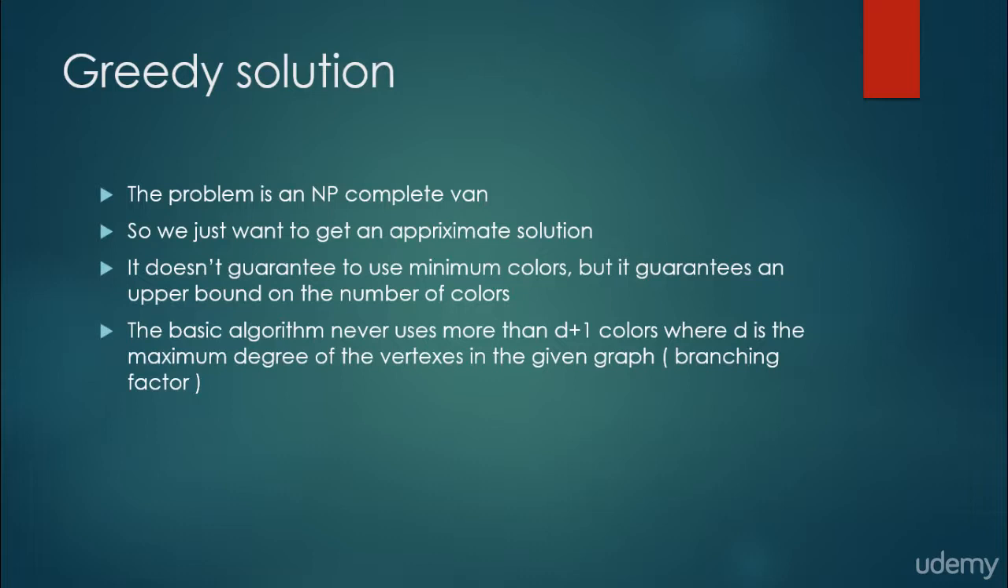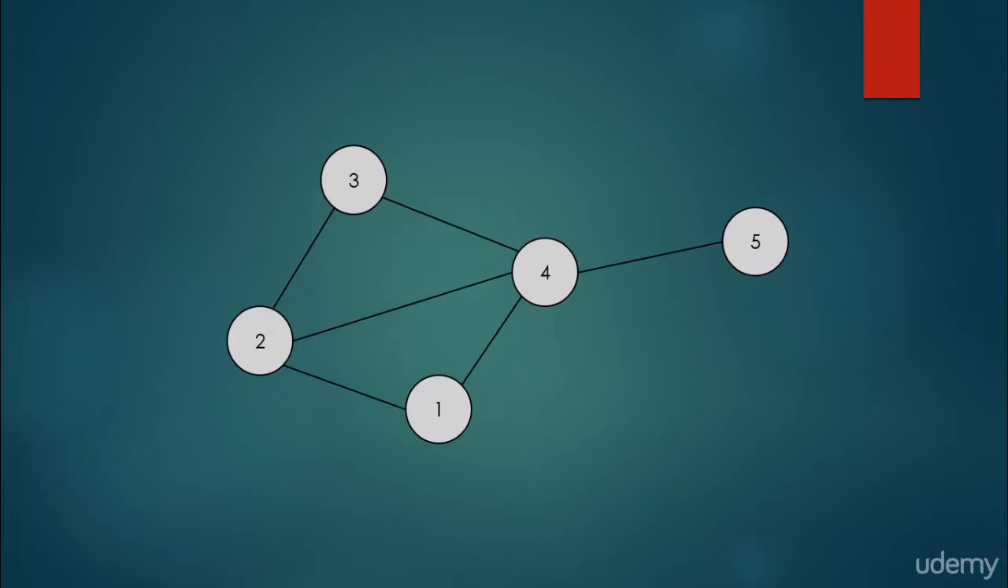So we just want to get an approximate solution, and it doesn't guarantee to use minimum colors, but it guarantees an upper bound on the number of colors. So the basic algorithm never uses more than d plus 1 colors, where d is the maximum degree of the vertices in the given graph, or the branching factor. I'm going to talk about this later during the illustration. So, for example, we have a graph.